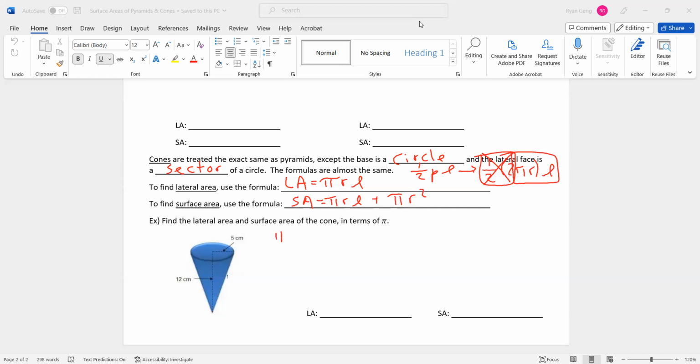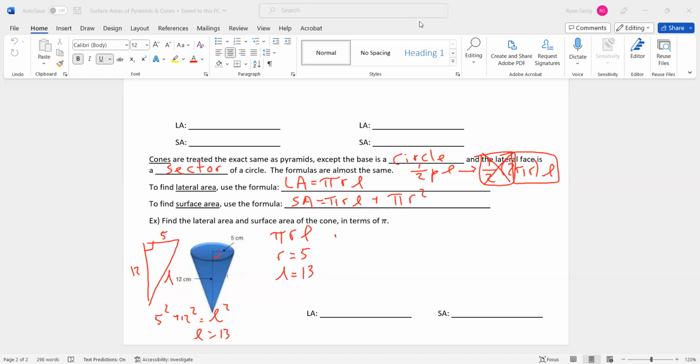So lateral area is pi RL. So the radius is 5. The slant height I don't have. I have the altitude. 12 is the altitude, but I've got myself a right triangle there with 5 as the radius and 12 as the altitude. Pythagorean theorem to get the slant height. So 5 squared plus 12 squared equals L squared. Save us some time. That's 13. It ends up being a good number.